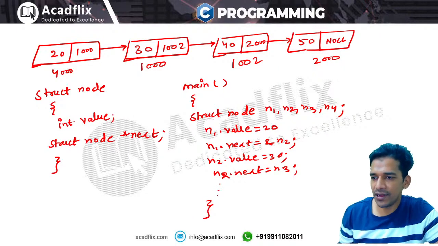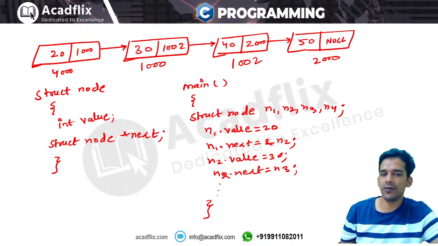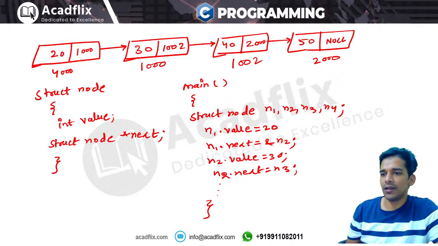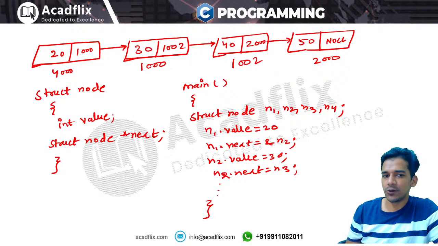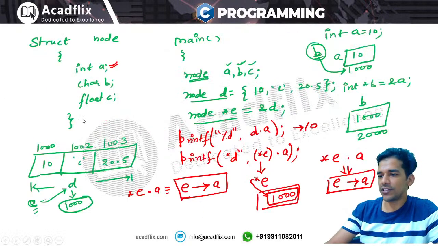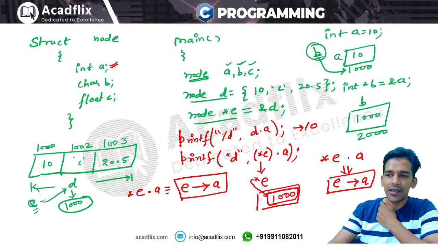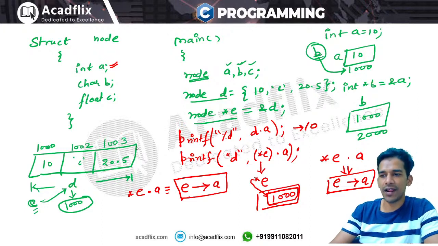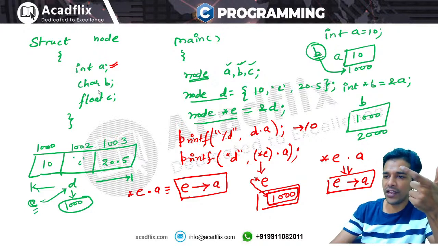If you want to make the dynamic linked list, then you can say struct node star and use the malloc function. So a linked list is nothing but a structure. Without structures life will be very complex in programming, right? If you don't know structures, like every data structure in C programming, for example stack or queue or linked list or trees or graphs, all of these are using structures. What is a node of a tree? That is also a structure.